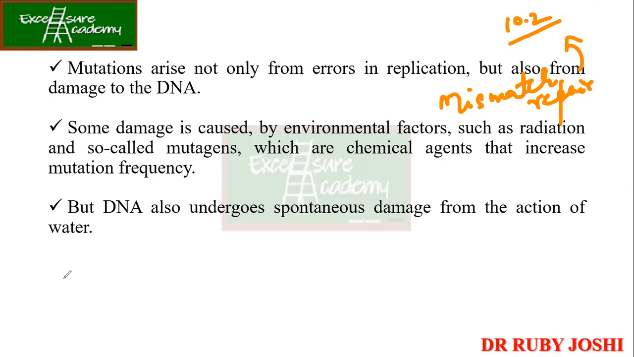Now coming back to this, some damage is caused by environmental factors such as radiation and so-called mutagens. These mutagens are nothing but chemical agents that increase the mutation frequency. So what do mutagens do? They are not causing the mutation themselves, but in that particular area where the chemical agent is present, the frequency of mutation happening will increase. Okay. But DNA also undergoes spontaneous damage from the action of water. We will discuss all this in detail now.